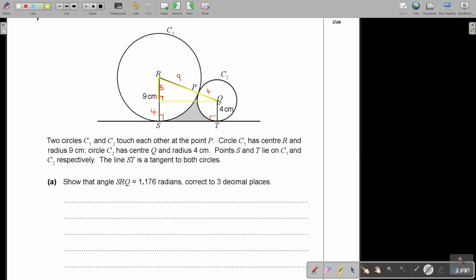Now, out of that, it's easy to find an angle. I'm looking for this angle, that angle there. Let's just make it a curve. So the triangle that I'm looking at is that yellow triangle. Remember that this side is now 5. So I'm looking for that angle. That is the adjacent.